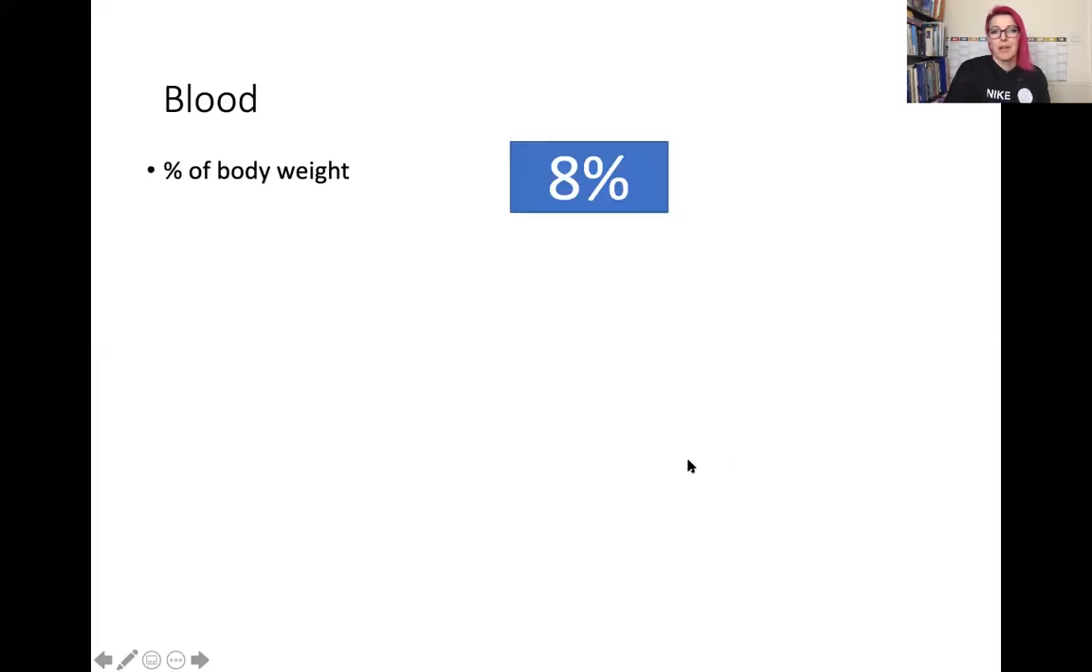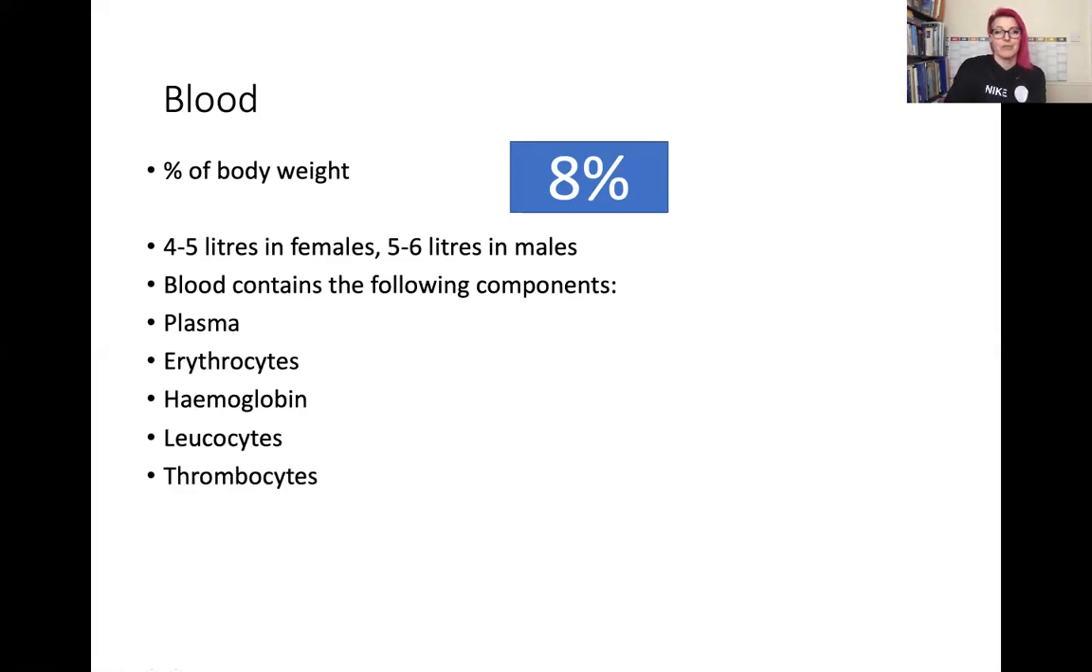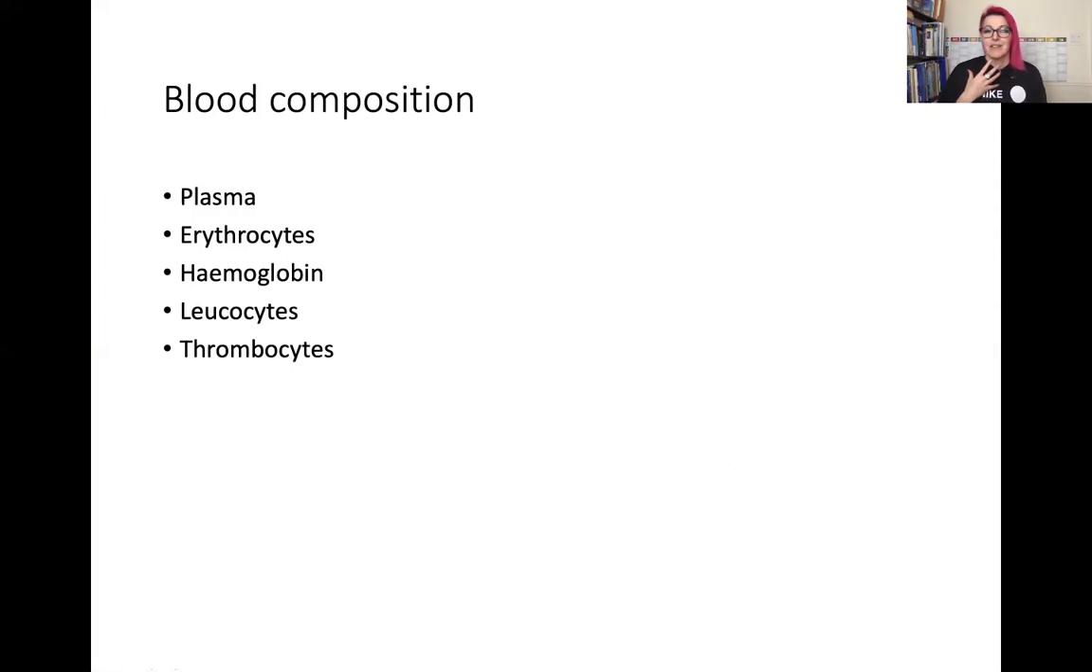Okay, so we're looking at blood. It's around about 8% of a body weight. Females have 4 to 5 litres, males 5 to 6 litres, and our blood contains the following components. So we have plasma, erythrocytes, hemoglobin, leukocytes, thrombocytes, and that's basically our blood composition.